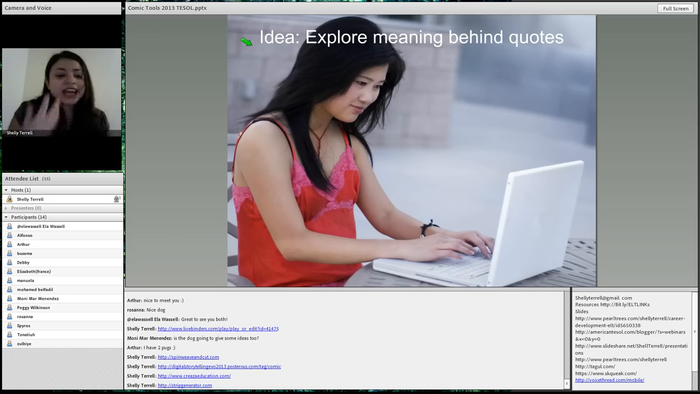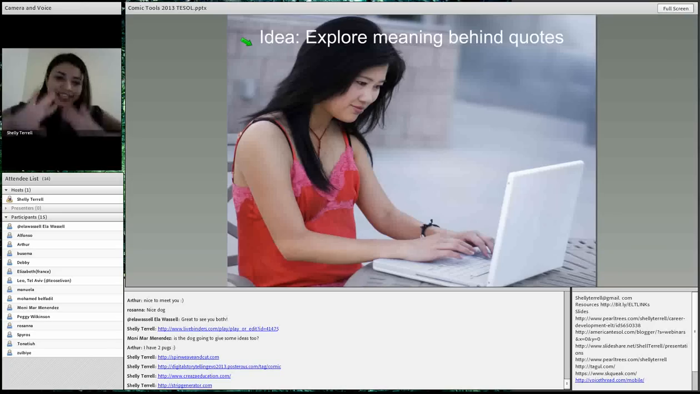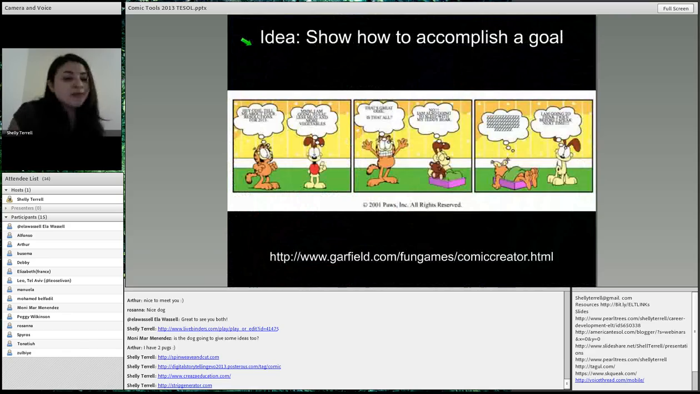So these quotes tend to be quite vague, but it's a great way for them to study the language behind it and to show a visual representation and contextualize where that kind of quote would be very useful and how someone would use it, and maybe in modern terms as well. It's a great way to show how to accomplish a goal.